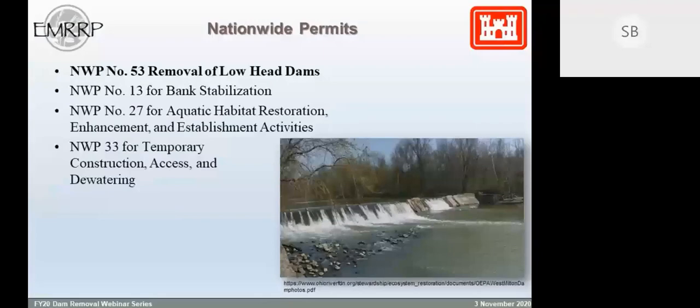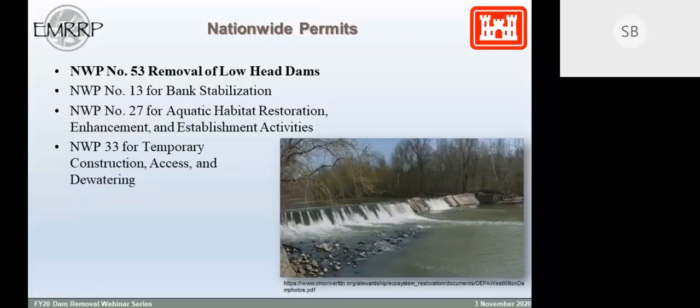Smaller dam removals may qualify for nationwide permits rather than individual permits. Nationwide permits are designed to allow streamlined review for activities that result in no more than minimal adverse environmental effects. For instance, if a nationwide permit is used, then no additional NEPA would be needed to issue the 404 permit. The Nationwide 53 was implemented in March of 2017 for removal of low-head dams. That's the most important one here, but there are also some other nationwide permits that may apply.